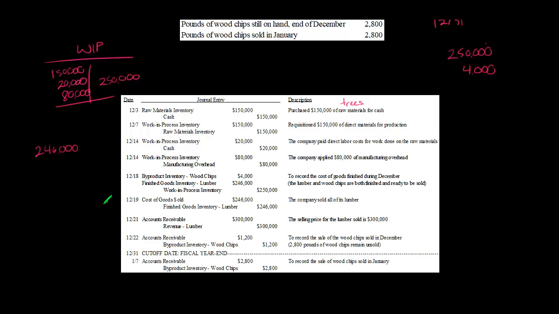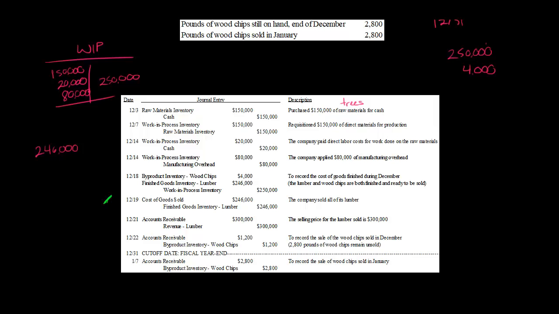Now, after fiscal year end, December 31st, in January we sell the remaining wood chips, 2,800 pounds at $1 a pound. So now we debit accounts receivable for $2,800, and we credit byproduct inventory for $2,800. So now the byproduct inventory is at zero, because we started at $4,000, then we credited $1,200 and credited $2,800. Now, again, if you're confused, if you're saying, wait a minute, how does this affect the company's profit ever? Because when we're debiting accounts receivable, we're crediting this byproduct inventory and not revenue.